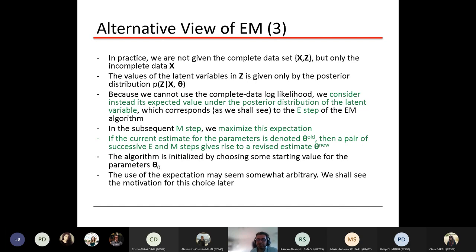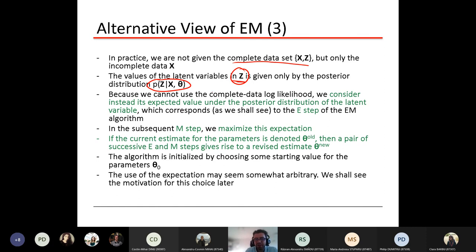And what the expectation maximization algorithm says in general is: okay, we don't know the complete data set, but we can compute the best thing we have for Z. So instead of working with Z, which we don't know, we work with the posterior distribution of the latent variable. We don't know the value of Z corresponding to each x, but we can compute the posterior of Z given the current points X and the current parameters.